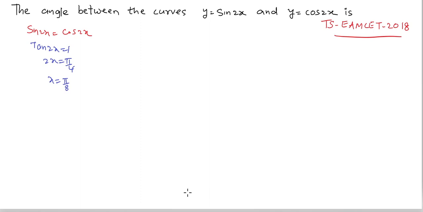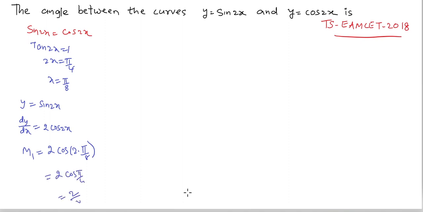Now we find the slope of the first curve y is equal to sin 2x. That is dy by dx is equal to sin 2x derivation, cos 2x into 2x derivation is 2, that is 2 cos 2x. This slope m1 at x is equal to pi by 8, that is 2 cos 2 pi by 8, that is equal to 2 into cos pi by 4, that is equal to 2 by root 2, that is equal to root 2. This is the slope of the first curve.